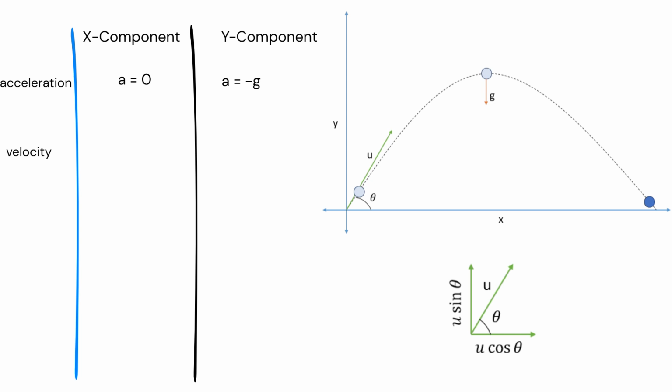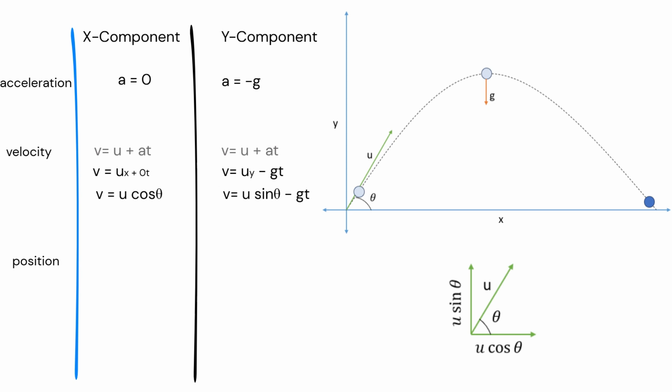Next, let's discuss velocity. For this, we'll use the first SUVAT equation, which states that v equals u plus at. Since acceleration is equal to 0 in the x direction, we can express the velocity in the x direction as v equals ux. We know that ux equals u cosine theta. In the y direction, substituting the acceleration as negative g, we get the velocity component as u sine theta minus gt.